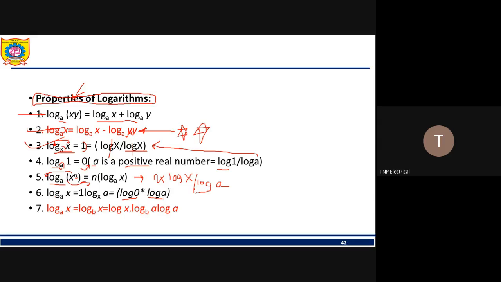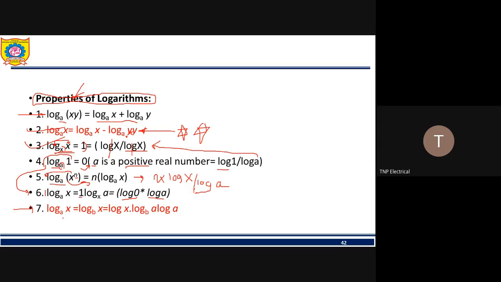Understand it. Log x to the base a equals 1 into log x to the base a. So why are we putting 1? Because we all know that if nothing is written there, it is always 1, and 1 is nothing but log 1. These 4 properties we are using in number 6. Next, the 7th one, my friend.